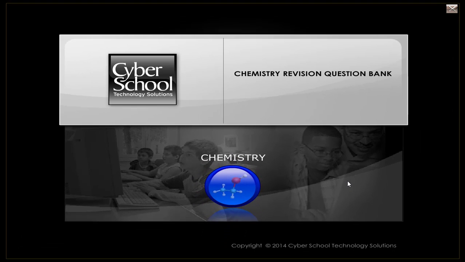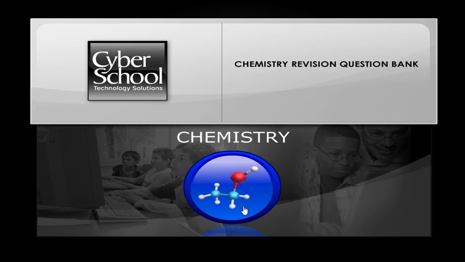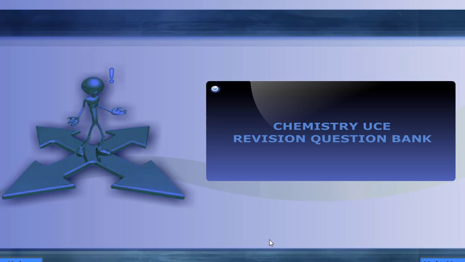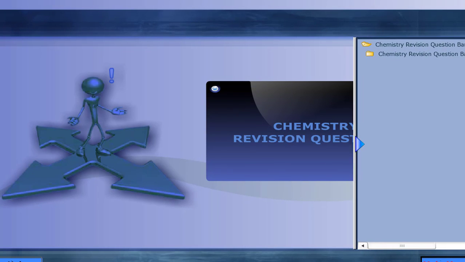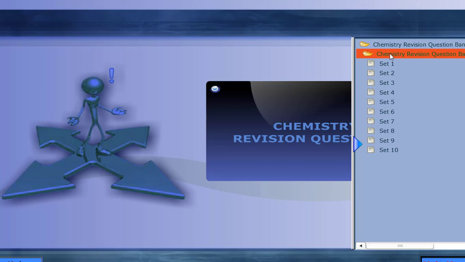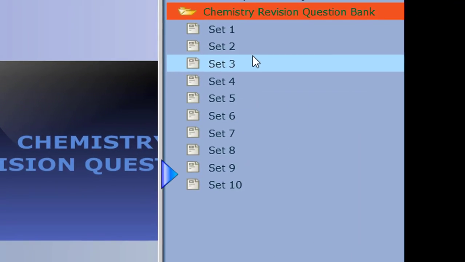This is the interface, and inside the DVD port we have the Cyber School Chemistry DVD. So this is the main menu, which is the start button for the chemistry DVD. Here you will be required to select from the menu, where the menu has one folder, and the folder has Set 1 up to Set 10 for questions. So I can select randomly.